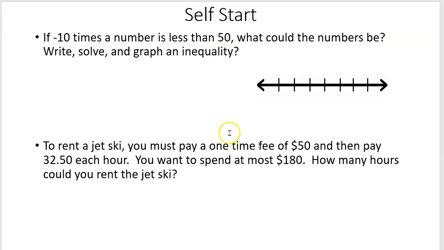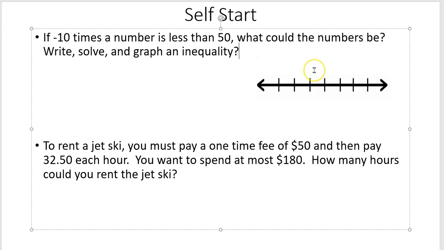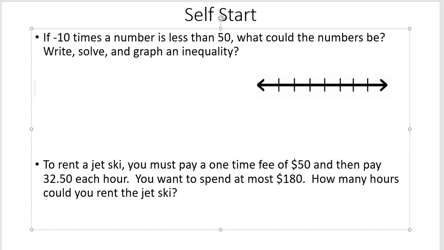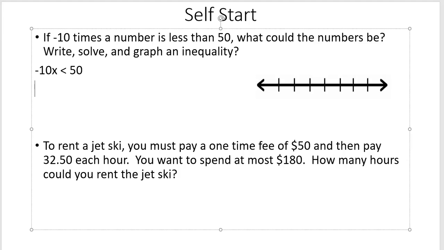If negative 10 times a number is less than 50, what could the numbers be? Negative 10 times a number is less than 50. There's your equation. So story problem practice. This is kind of our first one. Negative 10 times a number less than 50.